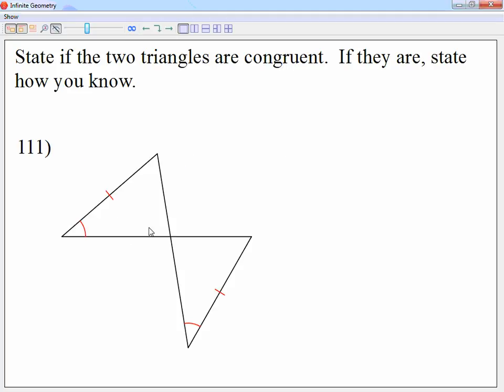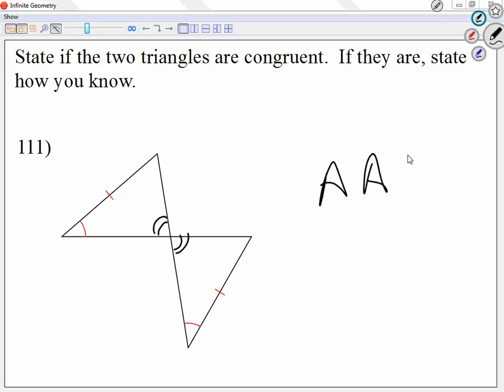111? Okay, technically we can mark this angle because of the vertical angle theorem. There's an X form, opposite angles are congruent. Now, is it two sides or two angles? Two angles. Is the side between the angles? No? So let me now put it in between. Angle side is a rule.